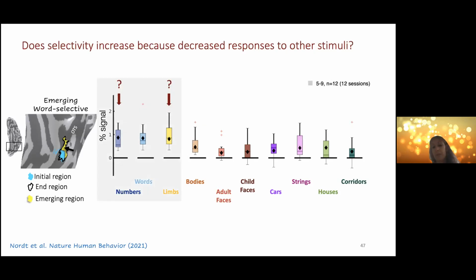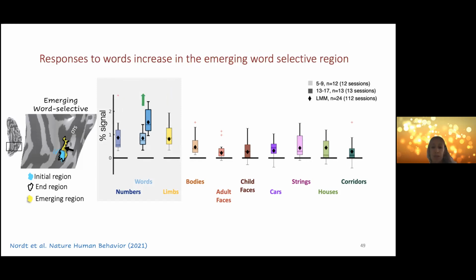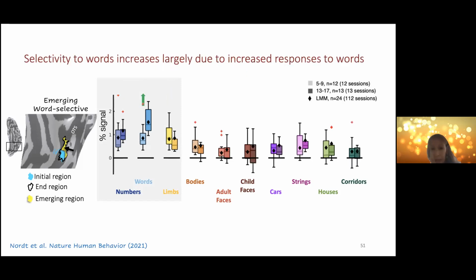One possibility is that the responses to the irrelevant stimuli, such as limbs and numbers, might decrease across development. However, another alternative is that the responses to words increase across development. So we can examine these possibilities by comparing the 5 to 9-year-old data to the teenagers' data. So the first thing that we found is that the amplitude of response to words significantly increased. And we didn't actually find any significant decreases to numbers or to the other categories. So it seems that this region is gaining word selectivity because there is a specific increase in the responsiveness to words in this region.